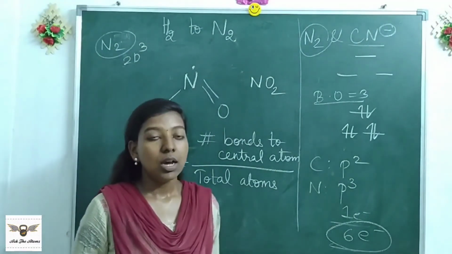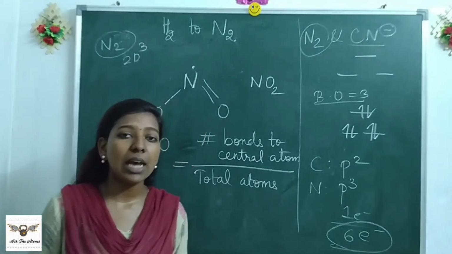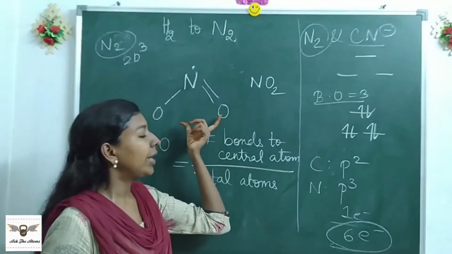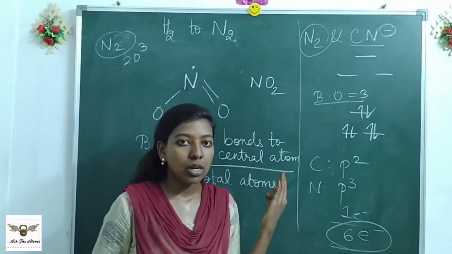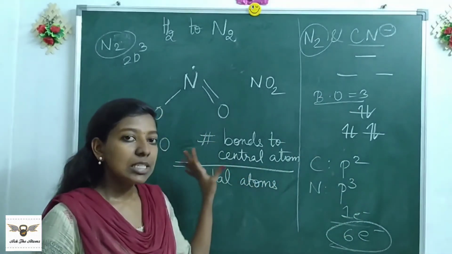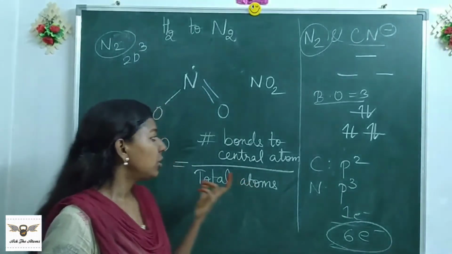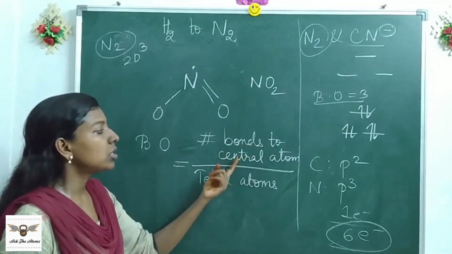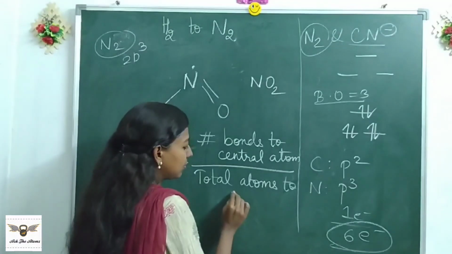Now we are going to learn how to find the bond order for polyatomic molecules. Polyatomic means basically having more than 2 atoms. So here I have a molecule NO2, nitrogen dioxide, with 3 atoms. So I am going to find the bond order but without using my diagram. Remember, this formula is only for polyatomic molecules, not for diatomic molecules. The formula goes like this. The bond order is given by the total number of bonds to the central atom divided by the total number of atoms attached to the central atom.